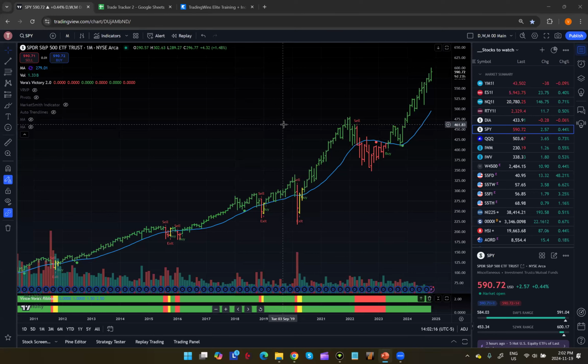The one thing I will say is the intent here is not to take every single setup that you see on your chart. We do have a set of rules that goes with it, and the only way we pull the trigger on a trade is when everything matches the criteria we are looking for.